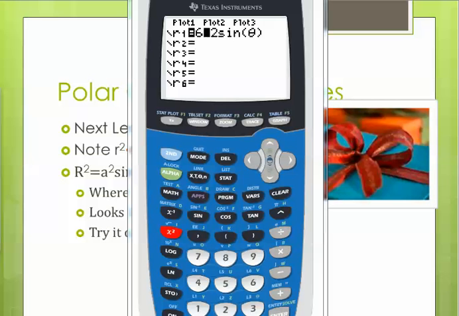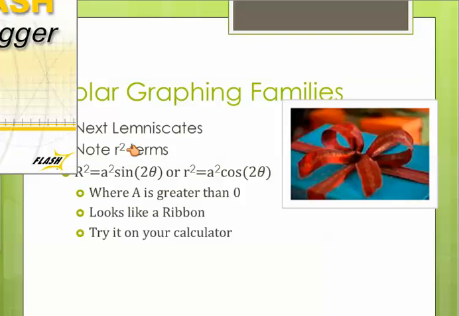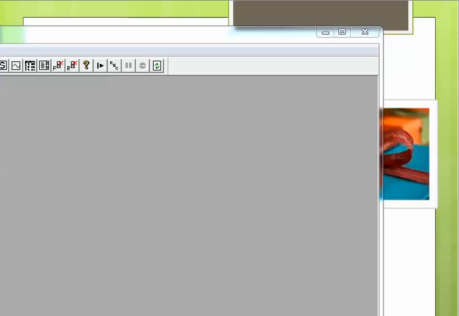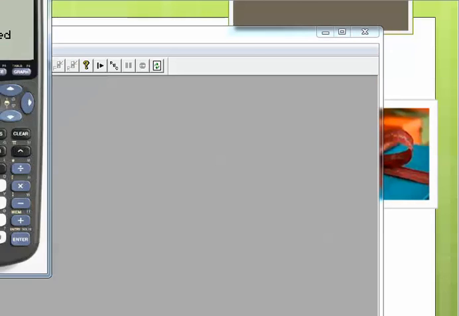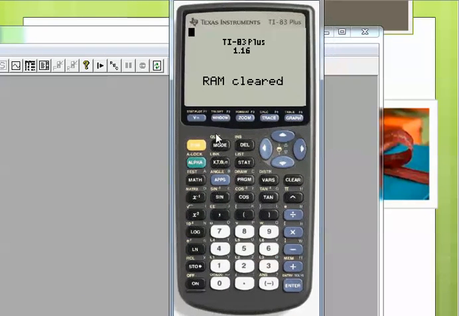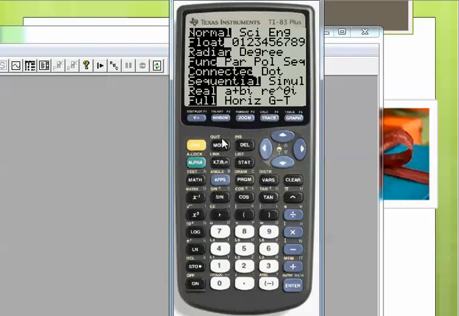Sometimes the calculators just don't want to be nice to you. And when that happens, you clear the calculator and you start all over again. Okay? Well, I cleared the calculator completely. I'm going to go back into mode. I'm going to make certain that this one is set in degrees, and in polar coordinates. Okay?